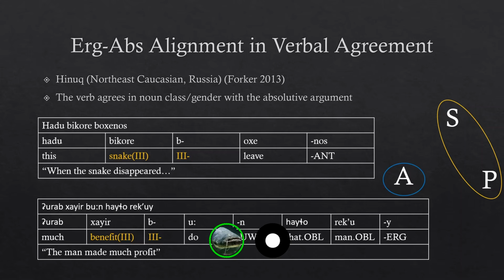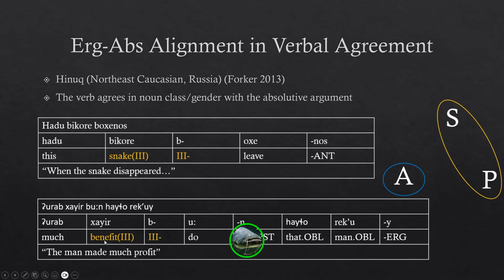So we have our transitive clause: the man made much profit, right? Man is the agent. Maybe it's class 1 or 2. I don't know, maybe class 1. I feel like that would make sense in a patriarchal setting of some kind. I don't know, from the analysis, I mean, not the culture. So, man, maybe class 1.